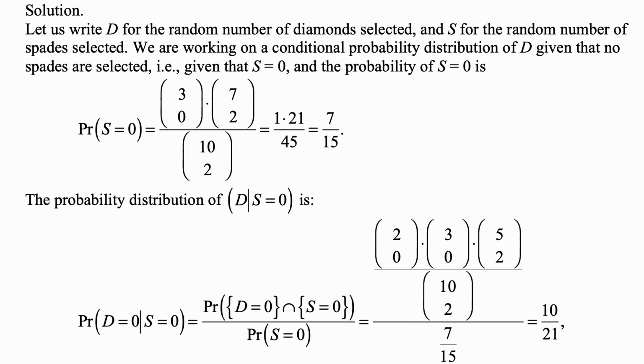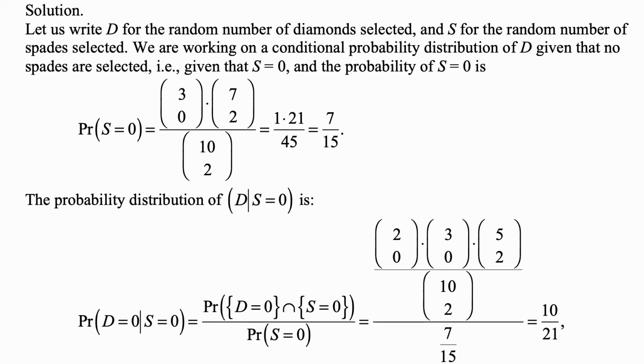the top is the number of favorable outcomes, number of ways to get what we want, and the bottom is the total number of outcomes. So at the top, we're choosing 0 out of 3 spades, 3 choose 0, times we're choosing 2 cards out of the remaining 7, so 7 choose 2, divided by the total number of outcomes, which is 10 choose 2, because we're choosing 2 cards out of 10. This is equal to 1 times 21 over 45. And if you divide the top and the bottom by 3, this is equal to 7 over 15.